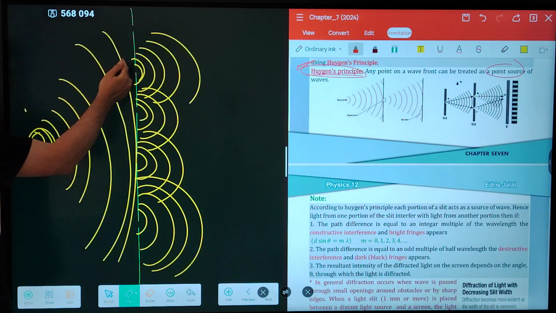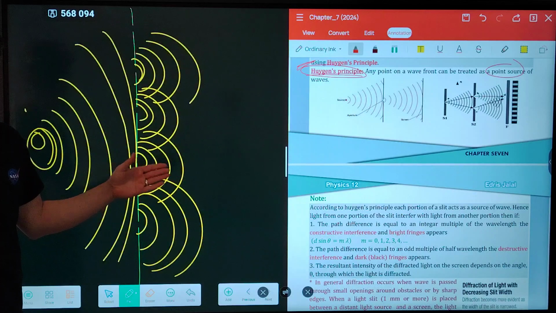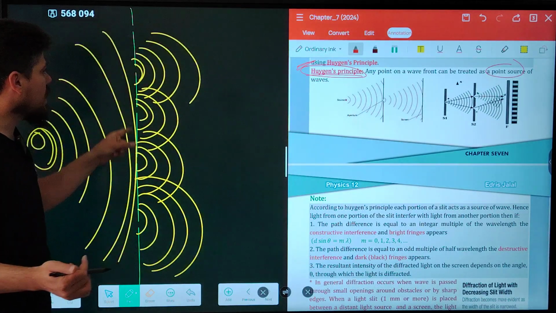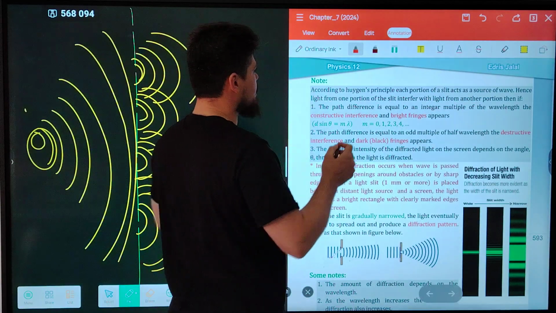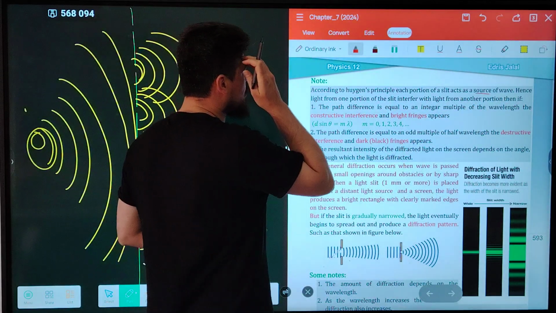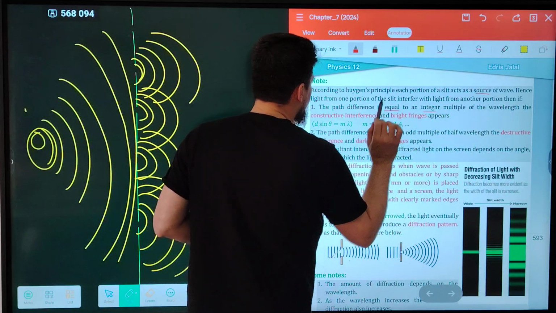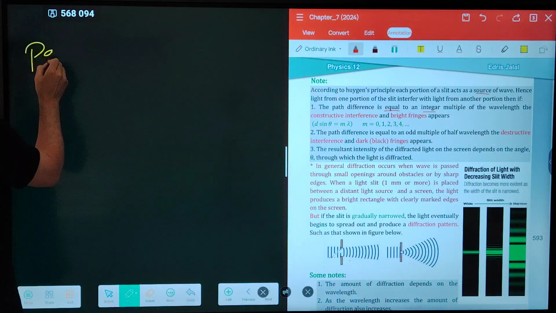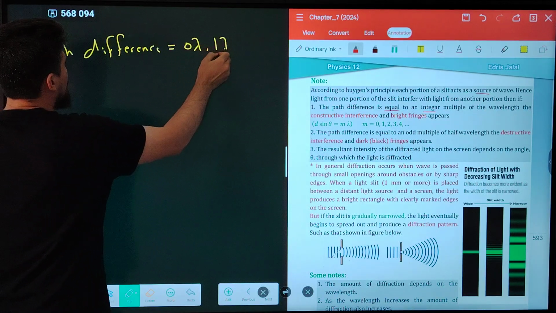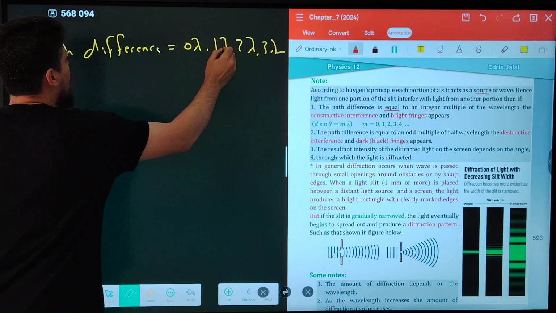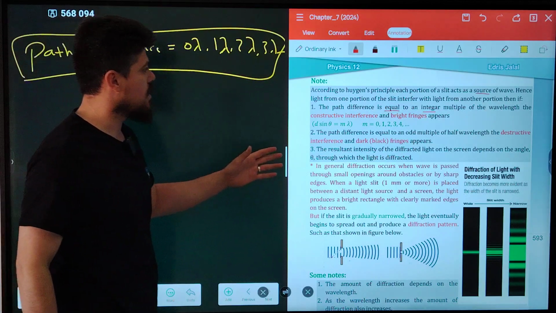Now here we have one source, but in these 5 holes, each hole acts as a new source. Now how many sources do we have? We have 5 sources, okay? So according to the Huygens principle, any point on a wavefront can be treated as a point source of the wave. Each portion of the slit acts as a source. Hence, the light from one portion of the slit interferes with the light from another portion. Then if the path difference is equal to an integer multiple of the wavelength, 0 wavelength, 1 wavelength, 2 wavelength, 3, okay, an integer number multiplied by wavelength, then this interference becomes constructive interference, okay?